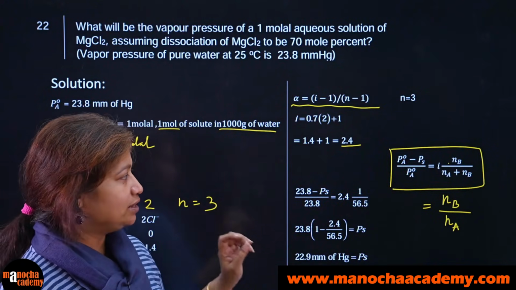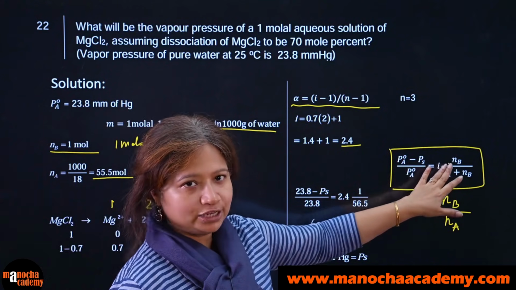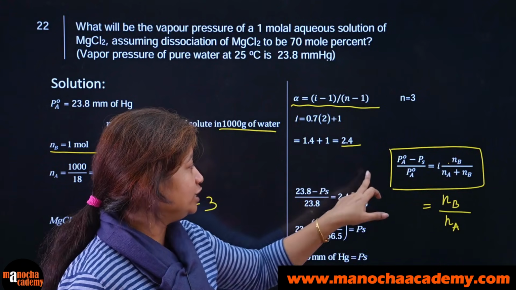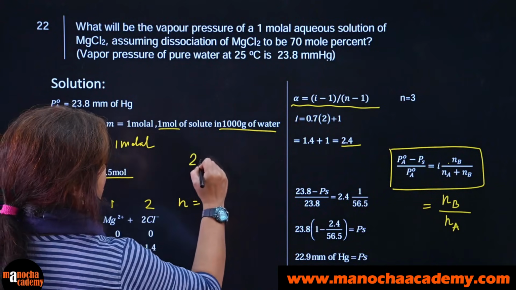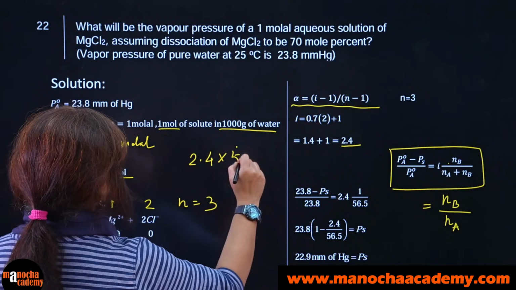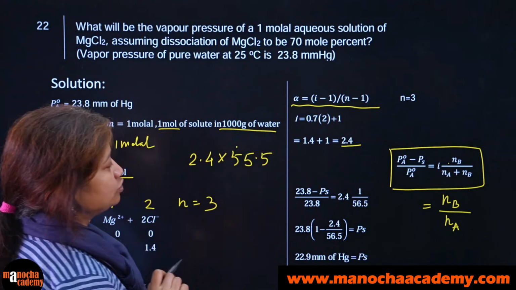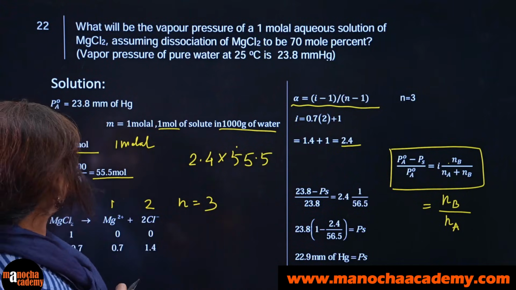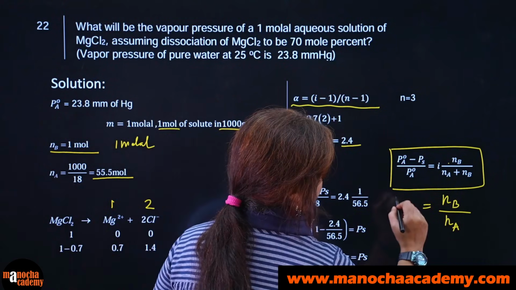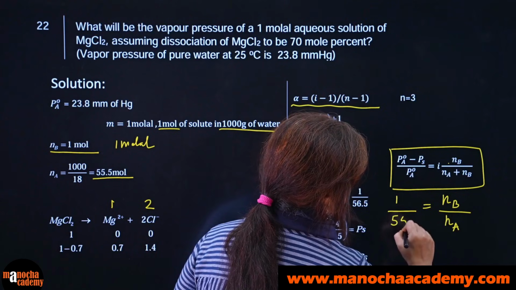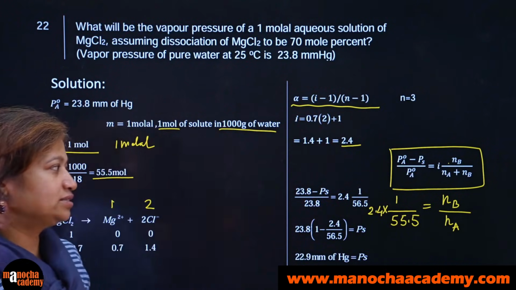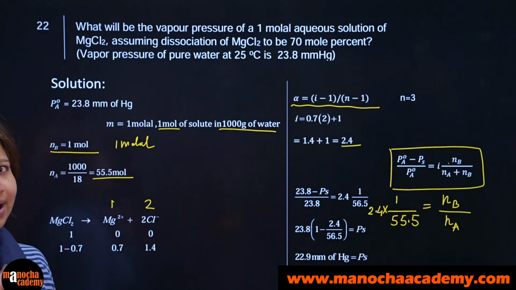Even if you do the answer like this, that delta P is equal to i into X2. X2 means i into nB by nA. That is, i means 2.4 into 1 by, if I even write here 2.4 into 55.5, that is also accepted. Wait, I'm doing it clearly. Here I'm writing nB is 1 and here it is 55.5. This into 2.4. So both are accepted. Answer variation becomes very less, but both are accepted.